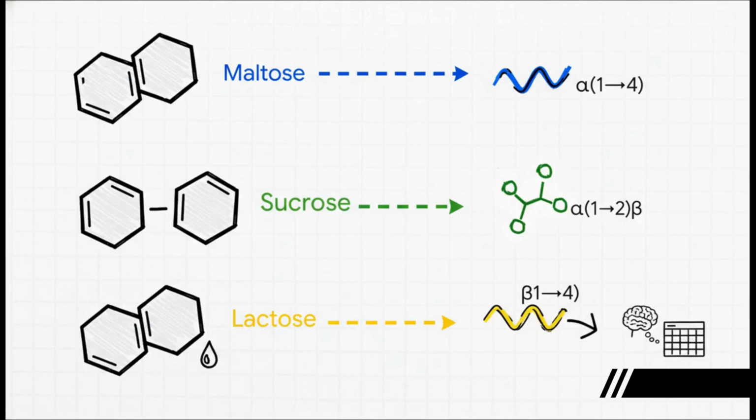All right, let's check your work. Maltose, that goes with B, the alpha-1,4 bond. Sucrose gets matched with C, that unique alpha-1,2 beta bond, and that leaves lactose with A, the beta-1,4 bond. See, this is exactly why I said that table from earlier is so important. It has all these answers right there.